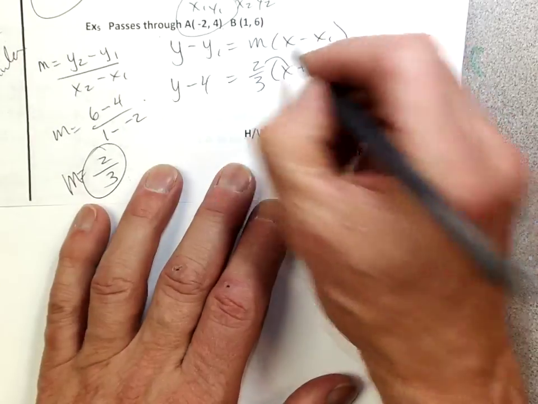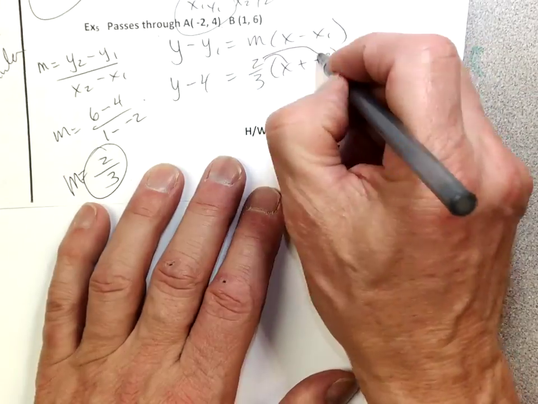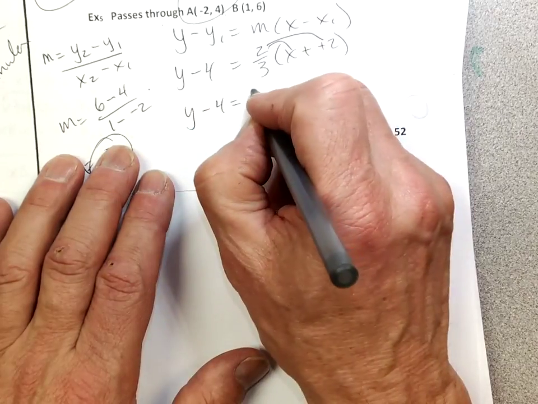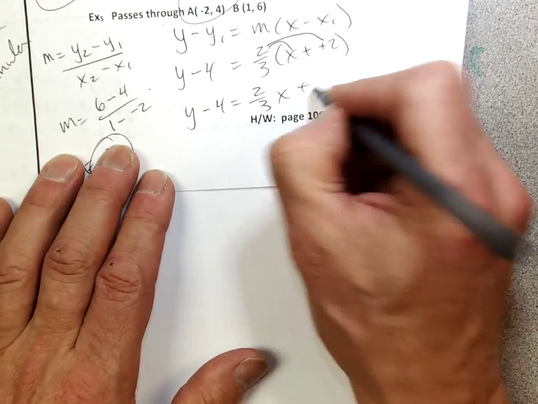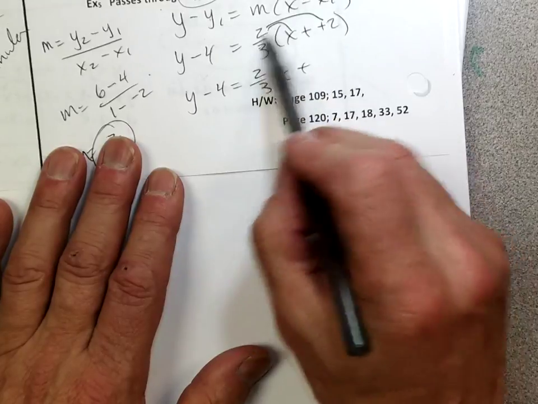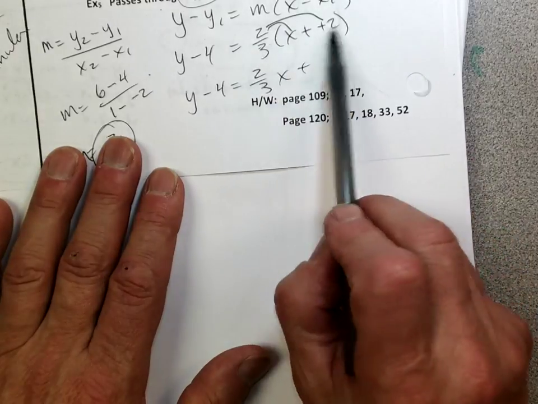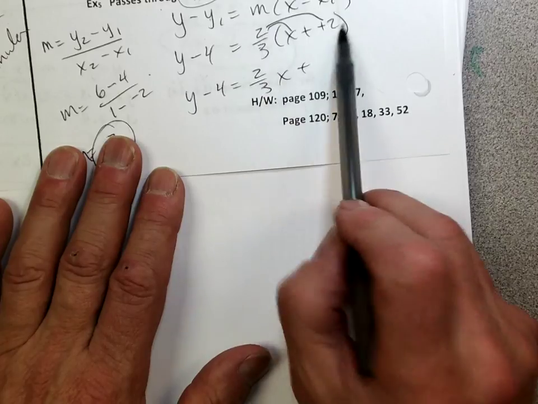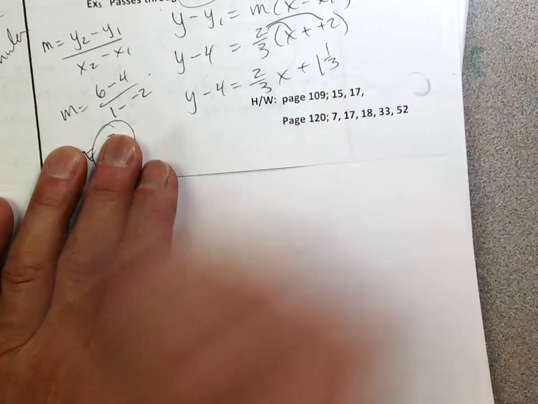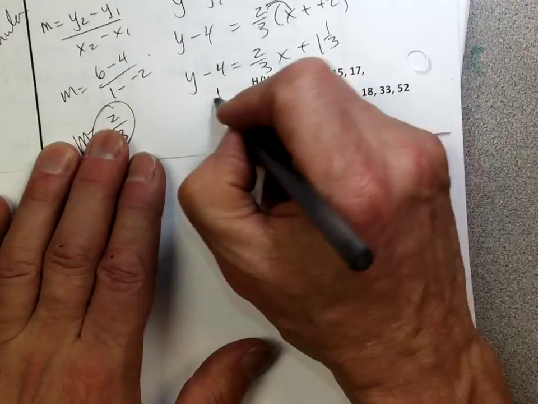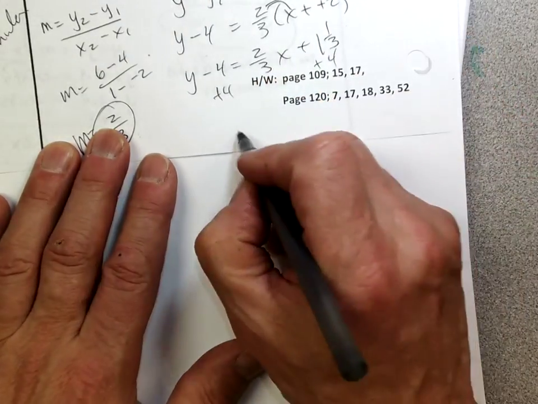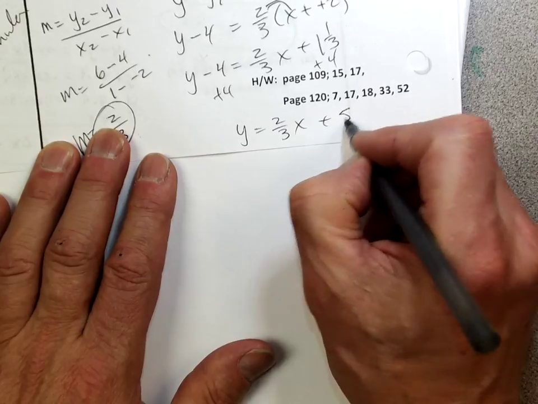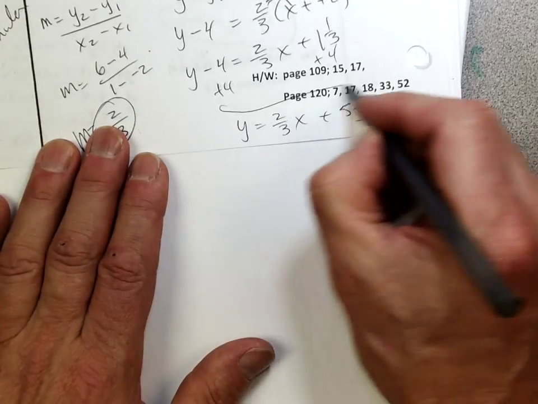And I'll distribute 2/3 times x, 2/3 times 2. So I'll get y minus 4 equals 2/3 x plus 4/3. See the 4/3? But 4/3 is 1 1/3, isn't it? So then if I go plus 4, I'll get y equals 2/3 x plus 5 1/3.